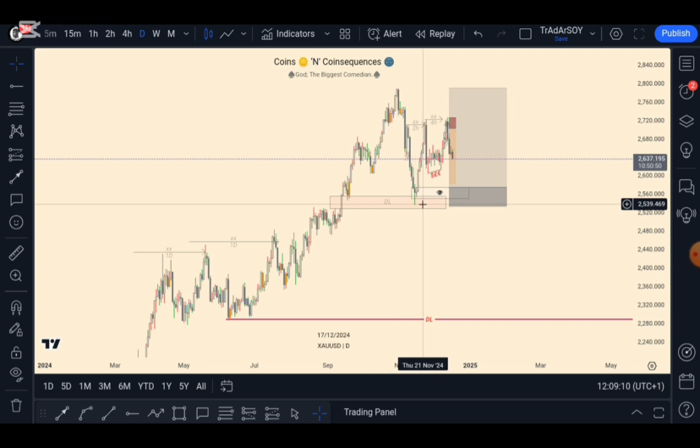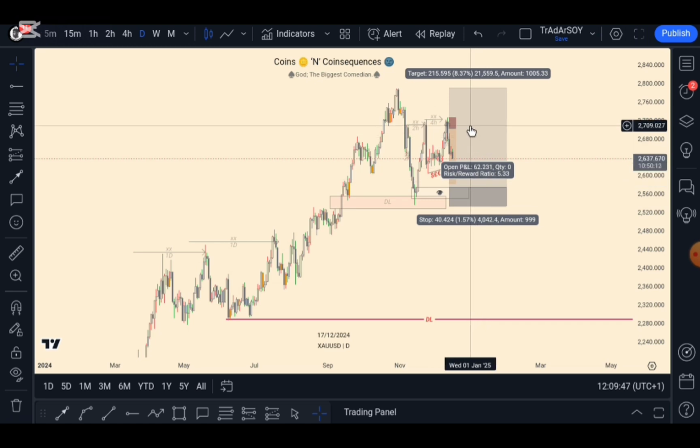This model is practically comprised of two things, which are the structure mapping. Of course, trend structure comes first in SMC strategy and Algo strategy, which is what I trade. Structure mapping comes first, trend comes first. So it entails structure mapping and discount and premium price array.